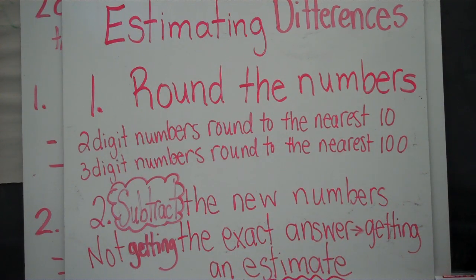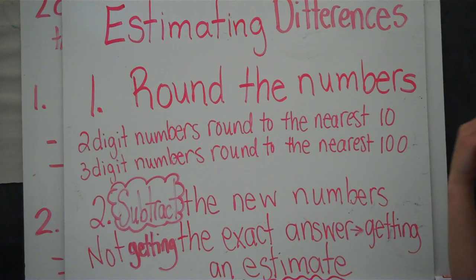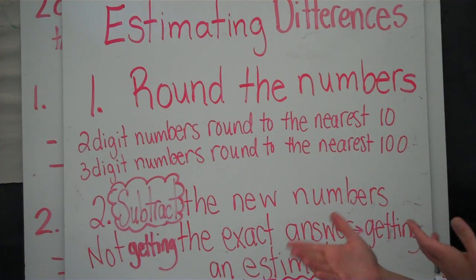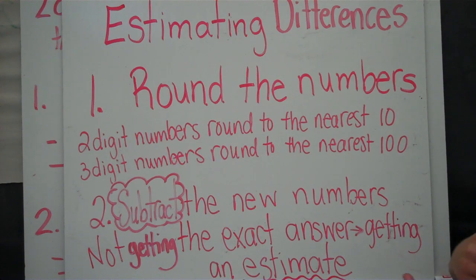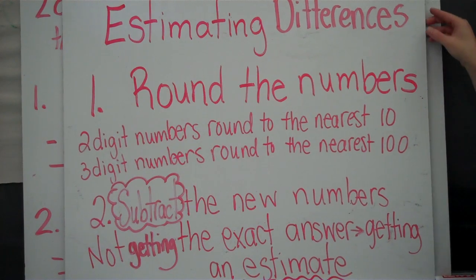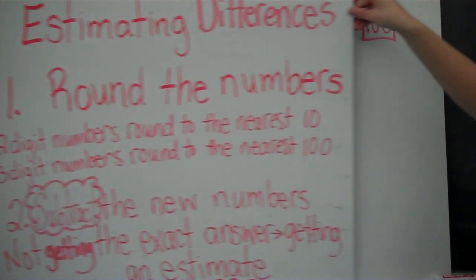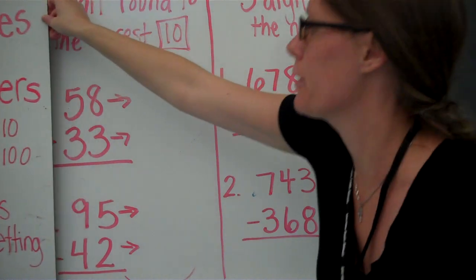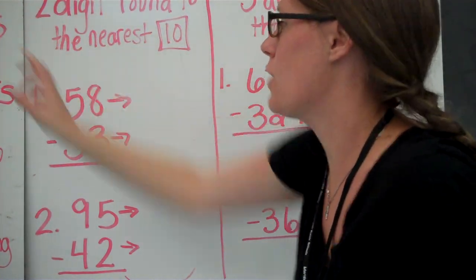You're getting an estimate. You might use this when you're working with money in the grocery store and make sure you have enough money. You went to the store, you say that you have $40, your item is $23, you round that to 20, and then you can subtract to make sure that you have enough. You're getting an estimate, not the exact number. All right, let's try this.